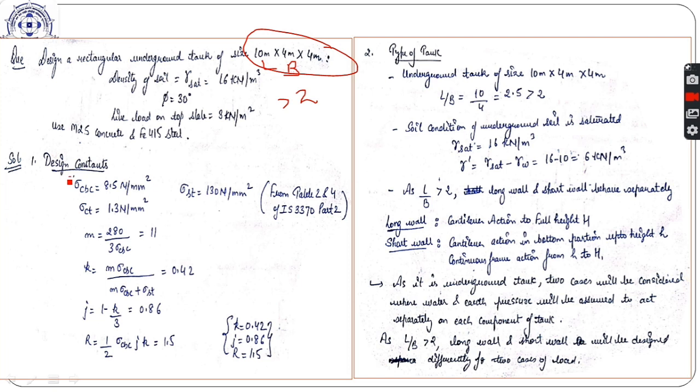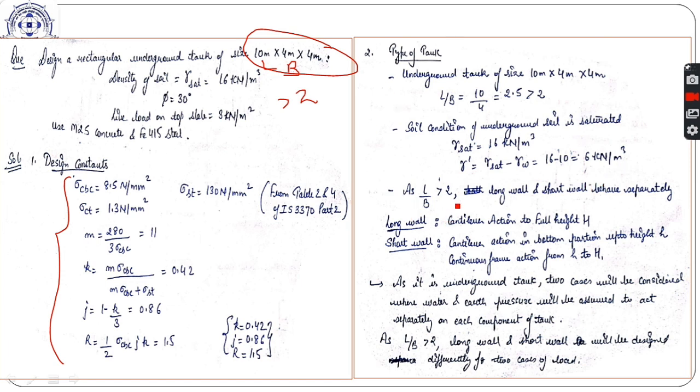So the first step is calculation of design constants. The next step is the determination of the type of tank. As I told you, L by B is 2.5, greater than 2. Therefore we have to design it as a rectangular tank with L by B greater than or equal to 2. Now we also know that the soil condition of the underground soil is saturated, so we calculate gamma dash here, the submerged unit weight, which we will be using in the coming calculations.